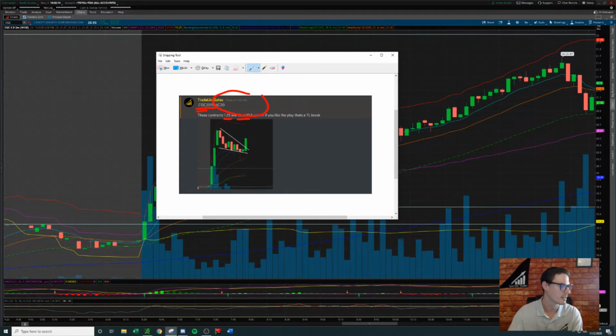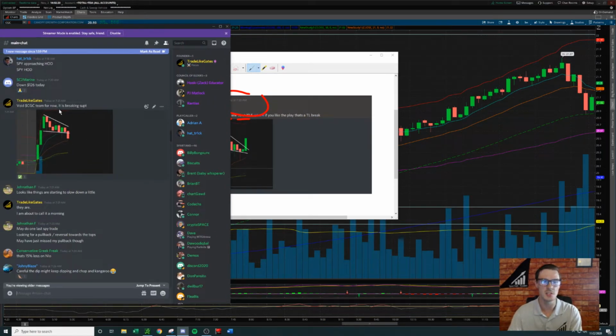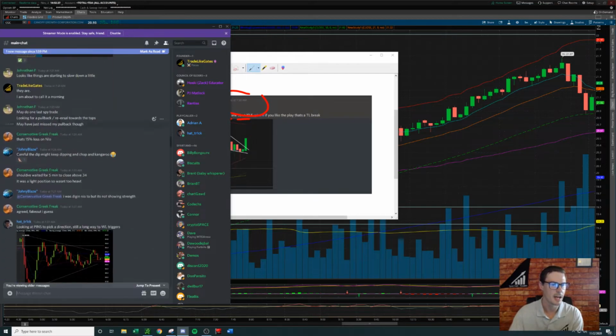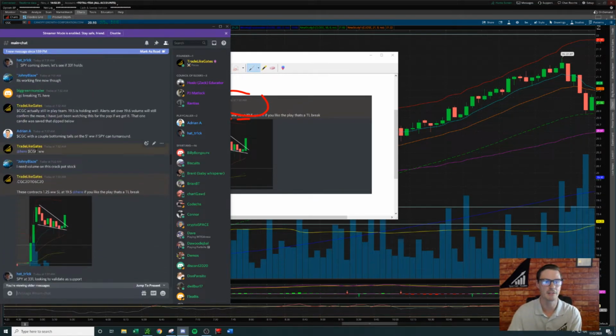Let's see if I can find it in the main chat. Okay, so I said your stop loss is going to be, oh yeah, so here's where I said void CGC. It's breaking support, right? And then that candle got saved. And then I actually said I'm about to call it a morning here. And then shortly after that, CGC worth watching. Here we go. Contracts are at 1.25, worth watching. Stop loss is at 19.5.